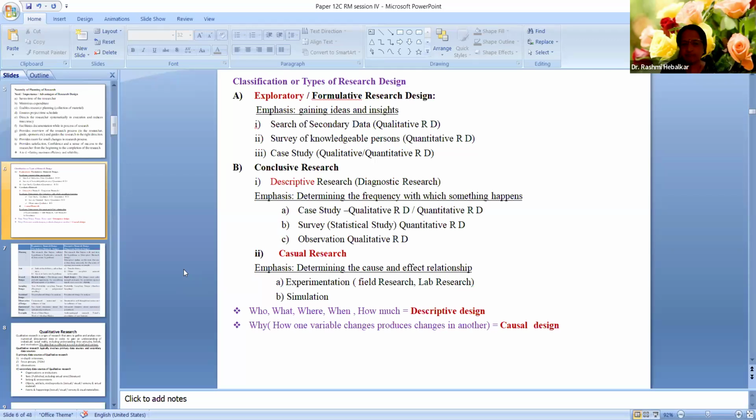So in a nutshell, what is in blue is the nutshell. When you want the answers to who, what, where, when, how much, number, frequency, you do descriptive research. B category number 1. When you want the answers to why and how, you do causal design. So for the police department, the research that was conducted was a combination. First, it went on descriptive design.